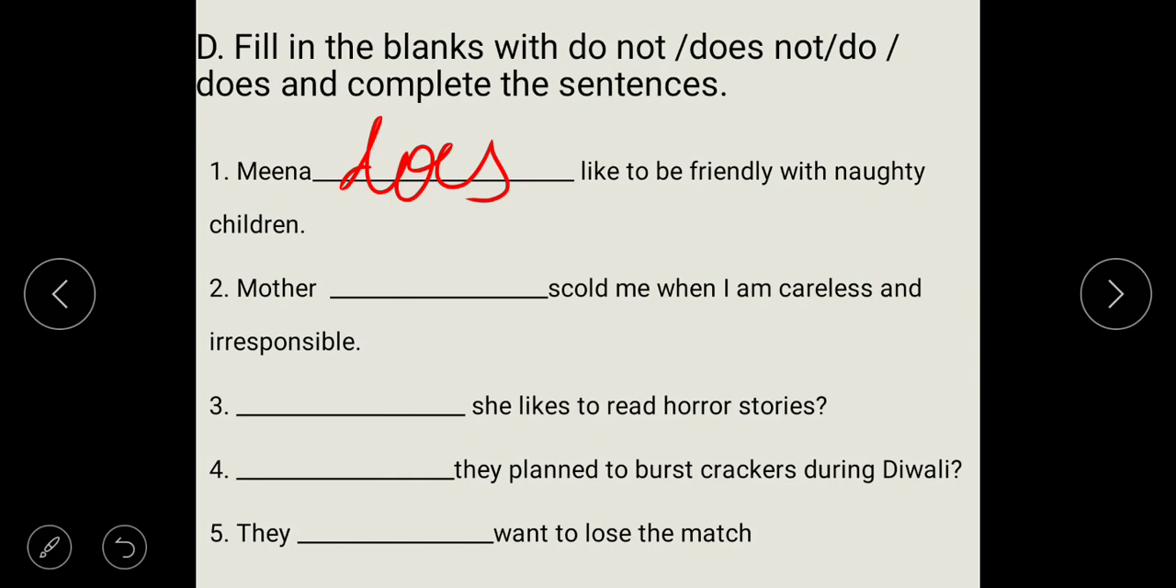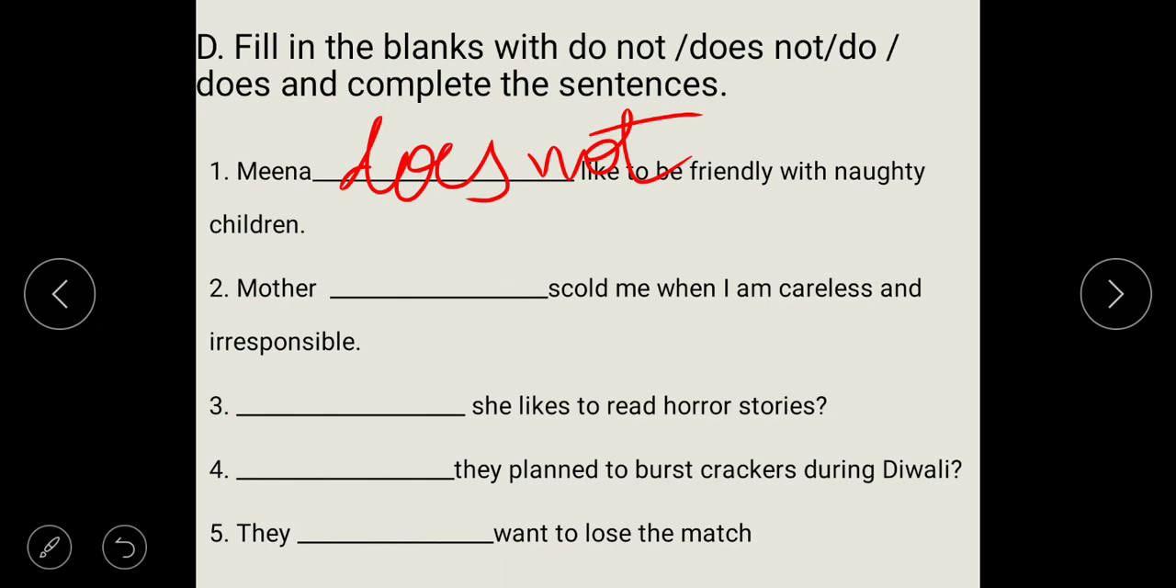Next one, fill in the blanks with do not, does not, do, does and complete the sentences. Meena, with Meena we have to use does. Meena does not like to be friendly with naughty children. Mother does not scold me when I am careless and irresponsible. You can write mother does not or does.